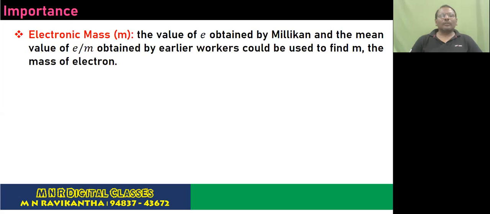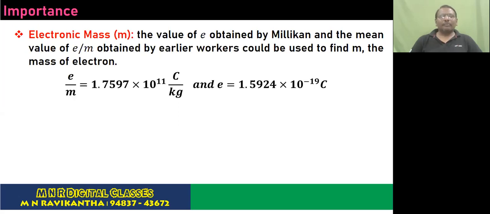This method also helps in calculating the electronic mass. The value of charge of electron obtained by Millikan, together with the mean value of specific charge e/m obtained by earlier workers such as Thomson, Dempster and others, can be used to find the mass of electron. The value of e/m obtained experimentally by the other workers is 1.7597 × 10^11 coulombs per kg, and the charge of electron obtained by Millikan is 1.5924 × 10^-19 coulombs.